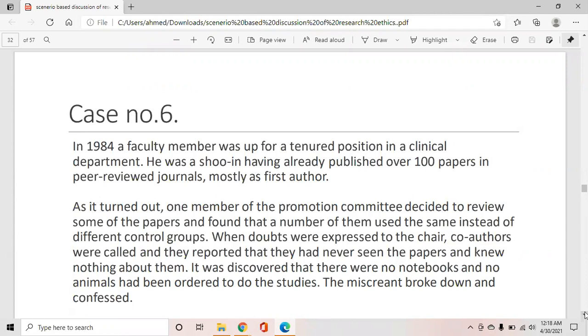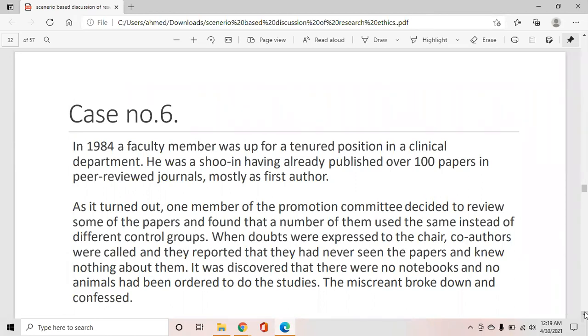Case number 6. In 1984, a faculty member was up for a tenured position in a clinical department. He was a shoe-in, having already published over 100 papers in peer-reviewed journals, mostly as first author. As it turned out, one member of the promotion committee decided to review some of the papers and found out that a number of them used the same instead of different control groups.